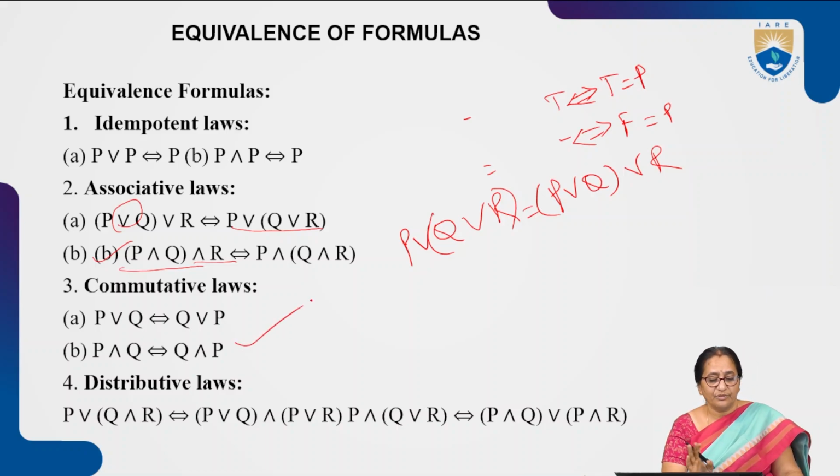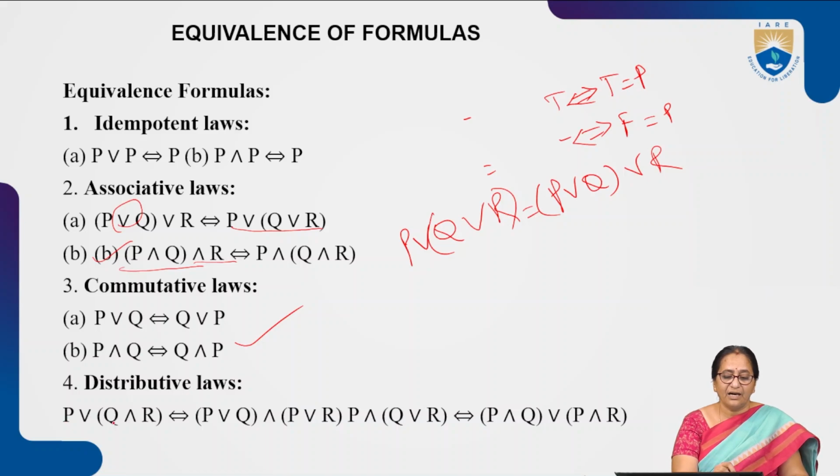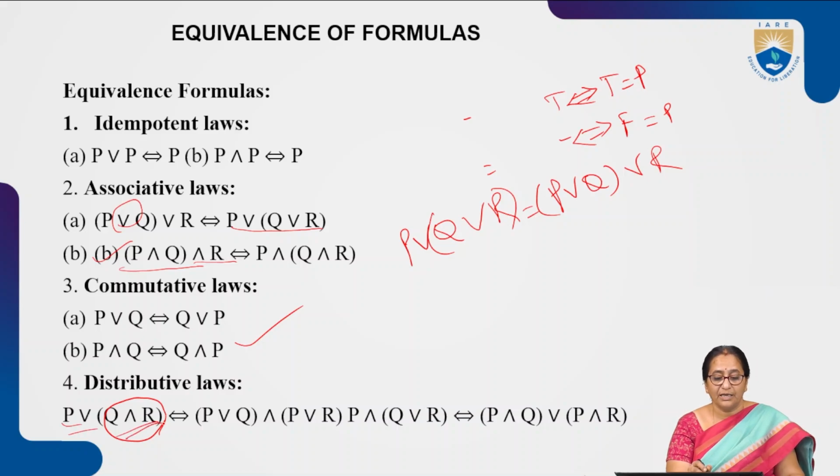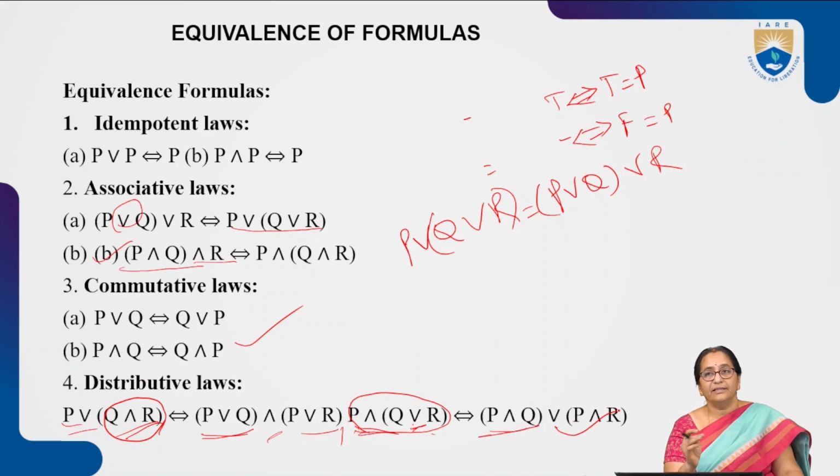Next is the distributive law. P or (Q and R): now we distribute this P to the values Q and R, so (P or Q) and (P or R). So this is one formula. Similarly, P and (Q or R) is (P and Q) or (P and R). Like that we can distribute. That is the distributive formula.